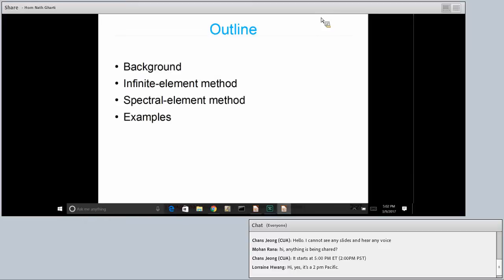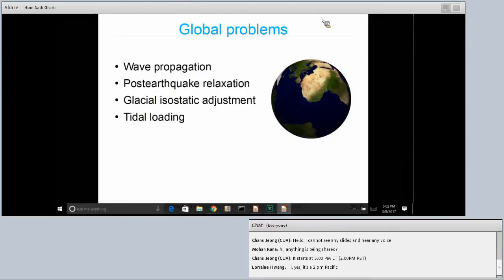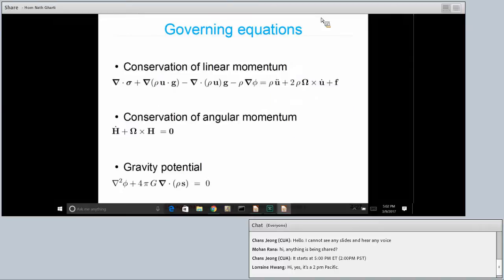There are several interesting problems in global geodynamics. For example, earthquake wave propagation, post-earthquake relaxation, glacial isostatic adjustment, tidal loading, and a lot of things. This is a pretty ambitious wish list to try to solve. But fortunately, all of these problems can be represented by a single set of governing equations.